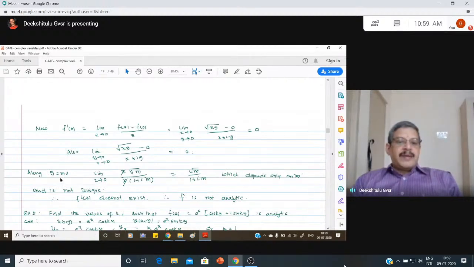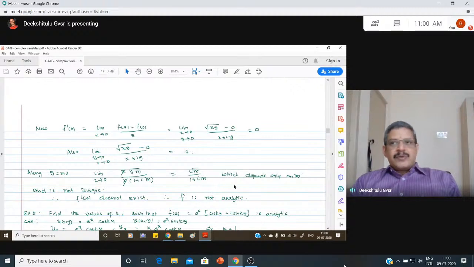Let us say y is equal to mx and x goes to 0. So if you put y is equal to mx here, this becomes x into mx. That means square root of m into x square, and take x out. And in the denominator also, x plus i into mx, you can take x common. If you cancel x, what happens? Then it is independent of x, and then as x goes to 0, it becomes square root of m by 1 plus im. Is it 0? It's 0 only when m is equal to 0.